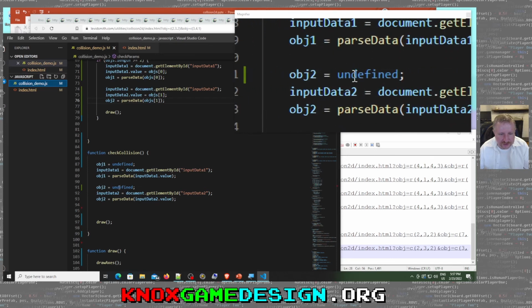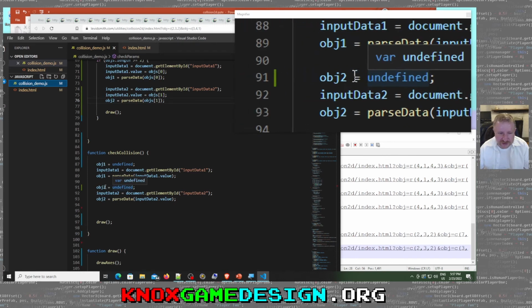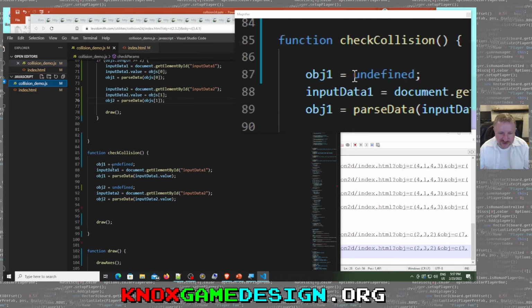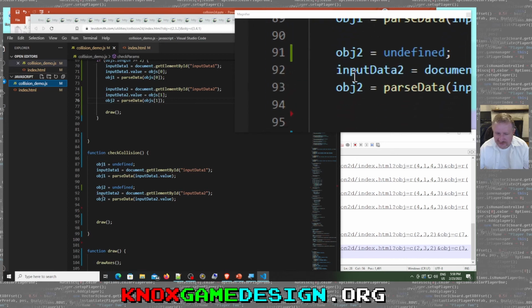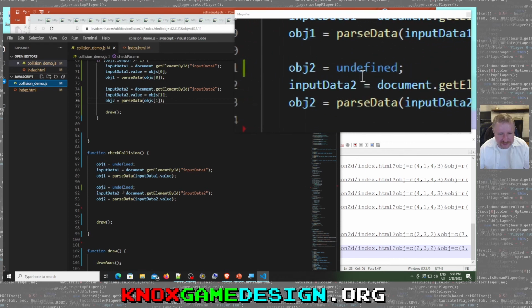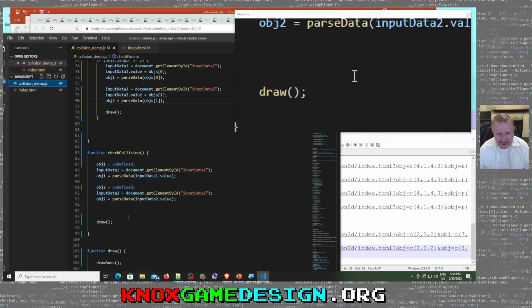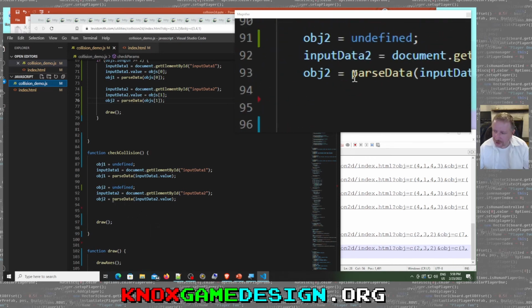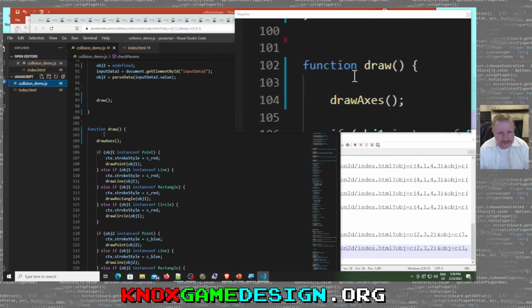It's also important to set these default to undefined. Otherwise, I think in JavaScript, these are scoped to the whole script and not the function, which I didn't know. I think you can use var or something to scope to the function, but yeah, I learned that the hard way. I was like, oh, why is object2 defined? And I was like, oh, because it's scoped to the whole script.